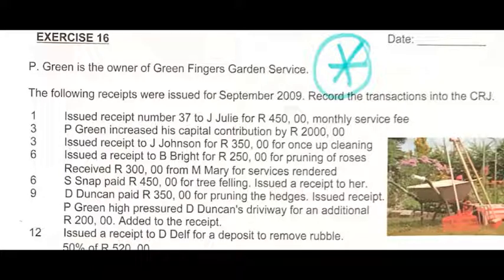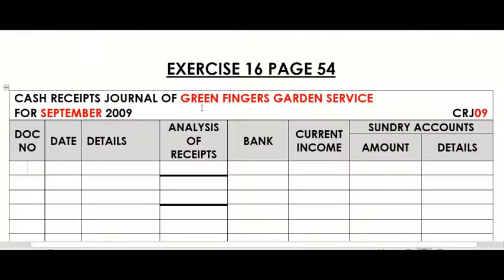It said, P. Green is the owner of Green Fingers Garden Service, and the following receipts were issued for September 2009. Record the transactions into the CRJ. Now, first things first, remember to give your CRJ a heading. It's the CRJ of Green Fingers Garden Service for September 2009. Because September is the 9th month in the year, you will have to say CRJ number 9.